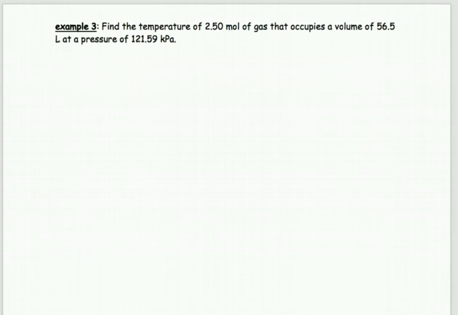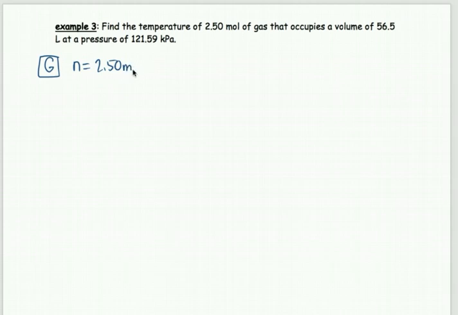Okay, example 3. So we have: find the temperature of a 2.5 mole of gas that occupies a volume of 56.5 liters and a pressure of 121.15 kilopascals. Okay, so let's go through, write all this stuff down. So we have an amount.